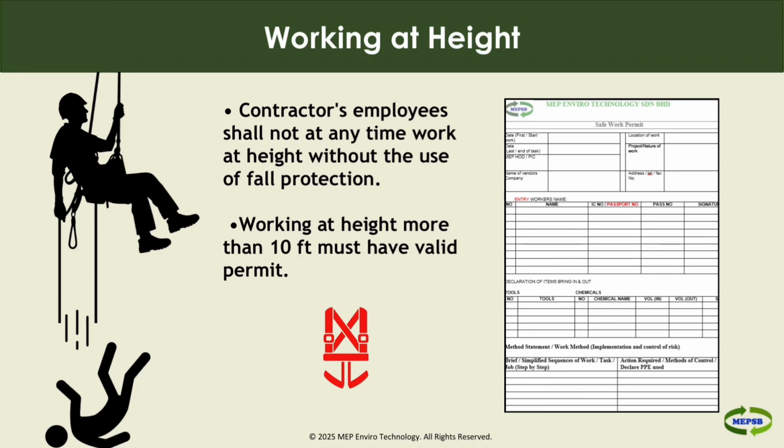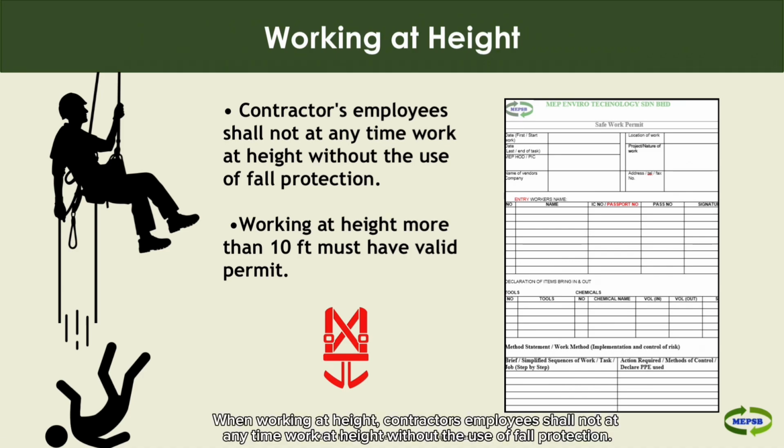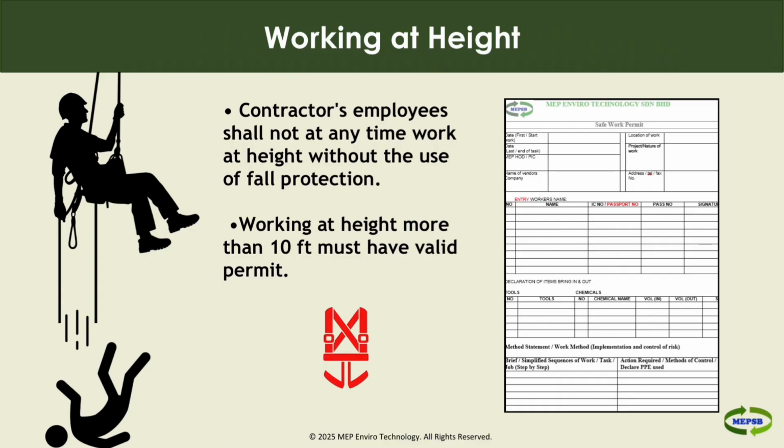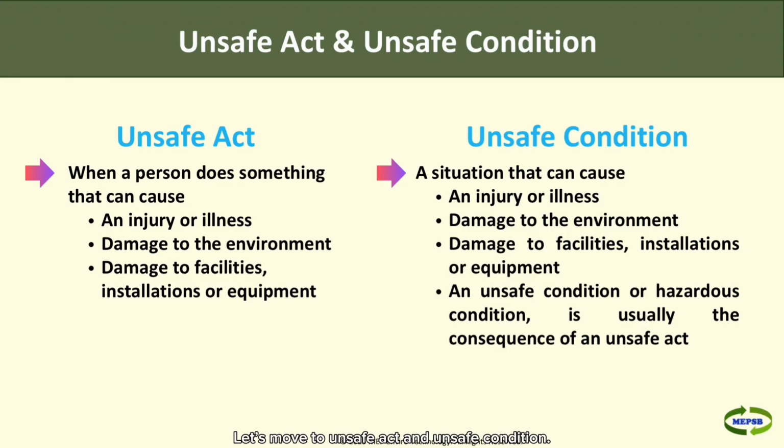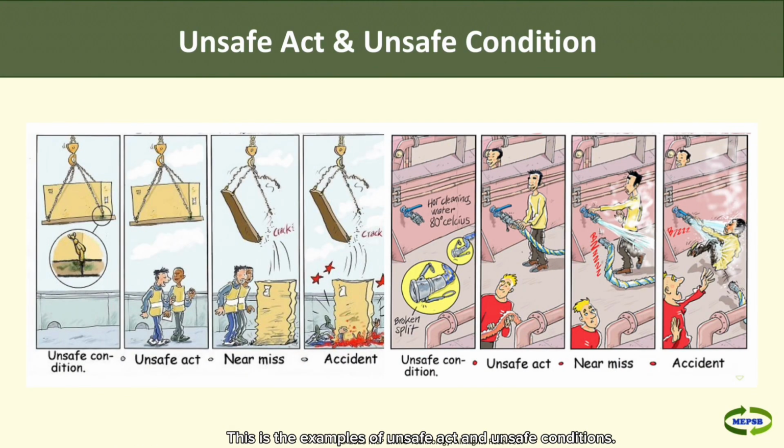For example, when working at height, contractors' employees shall not at any time work at height without the use of fall protection. Let's move to Unsafe Act and Unsafe Condition. Unsafe Act is when a person does their own action that can cause an injury and damage, while unsafe condition is a situation itself that can cause an injury or illness. These are examples of Unsafe Acts and Unsafe Conditions.